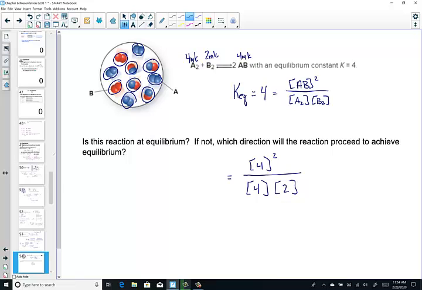The concentration of AB is 4. That needs to be squared, set over A times B. Well, let's hit that. What do we get? 4 squared divided by parenthesis 4 times 2, which is 8. This gives us a number of 2. And I'm going to just call this Q. I'm going to tell you that Q is going to stand for the reaction quotient.